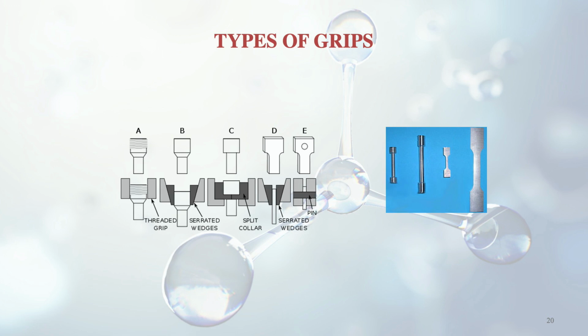Now here you can see the different kinds of grips. There are A, B, C, D and E type specimens. The first one you can see is the threaded grip. The second is the serrated wedges type. The third is the split collar, and again the serrated wedges type, where a pin is also being used. In the specimen you can see, as I told earlier, that it has shoulders at the end and the middle portion is thinner, the diameter is less. The upper portion, the shoulder, is used for holding this specimen in the machine.